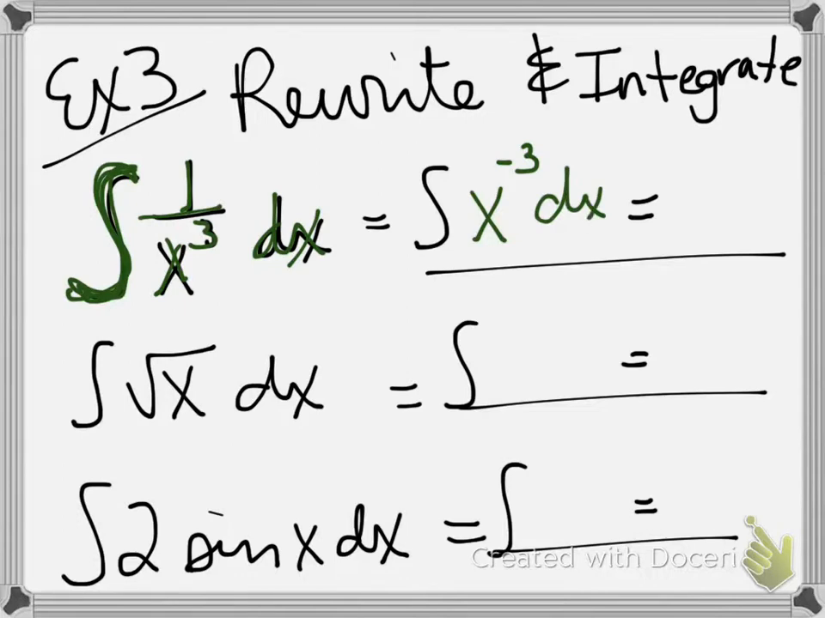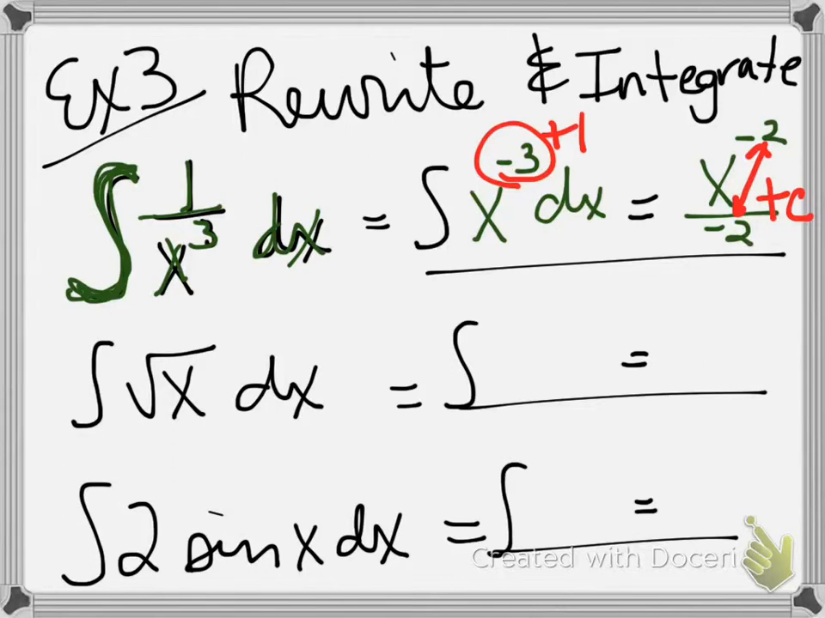And x to the negative 3 is going to become x to the negative 2 divided by negative 2 plus c. So this was negative 3. If you added 1 here, your new exponent would be negative 2. And so this number and the divided by number are always the same. So x to the negative 2 over negative 2 plus c is my answer.